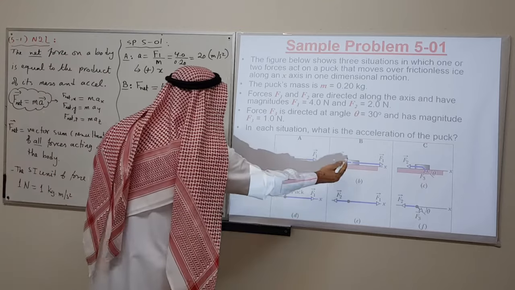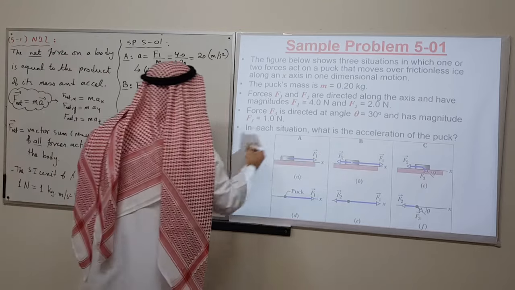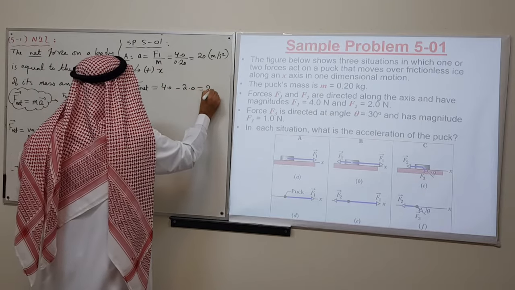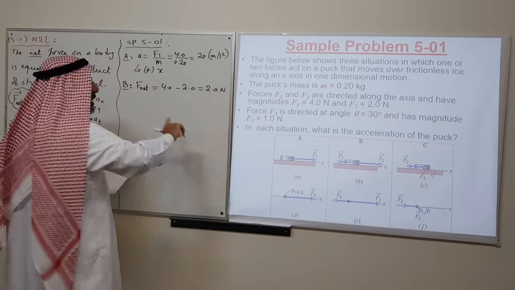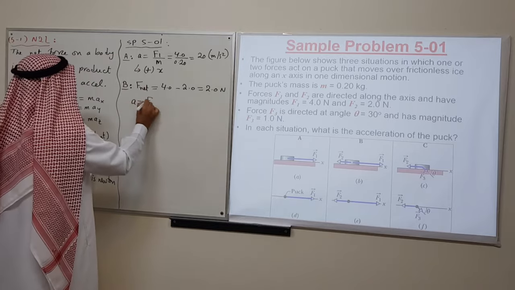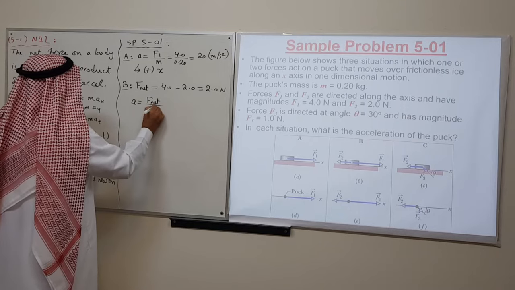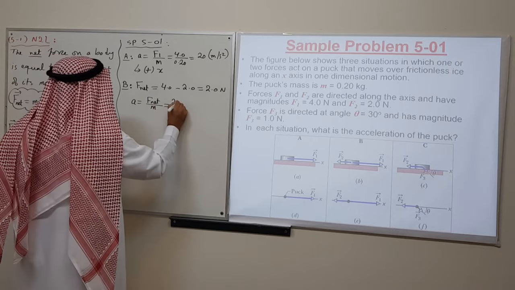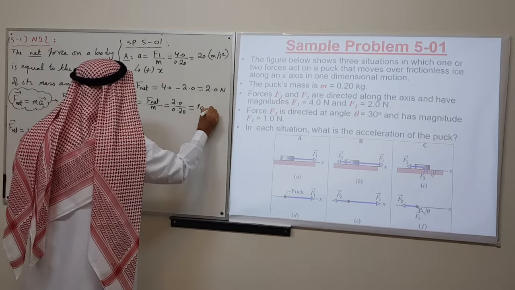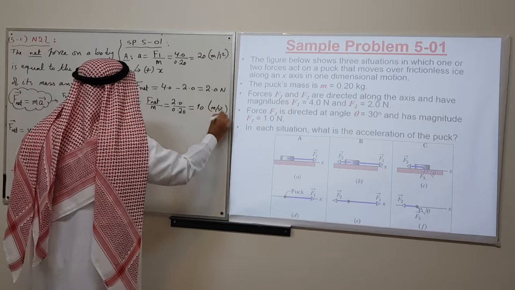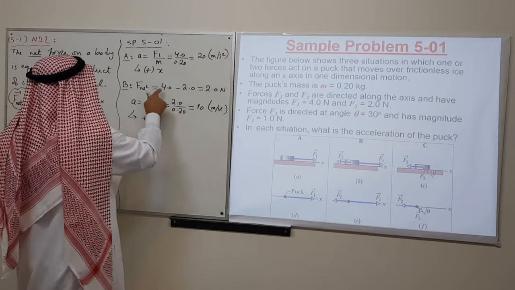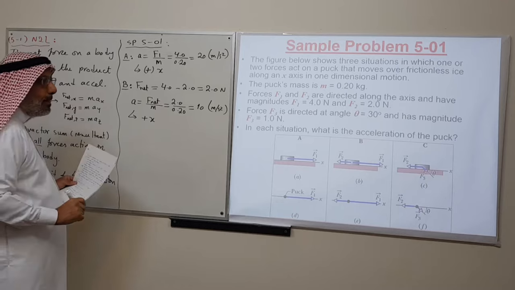F2 is in the negative direction, has a magnitude of 2. So the net force is equal to 2 newtons in the positive x direction. And therefore A is equal to F net divided by M, which is equal to 2 over 0.2, and that will be 10 meters per second squared. And again, it is in the positive x direction because that's the direction of the net force.